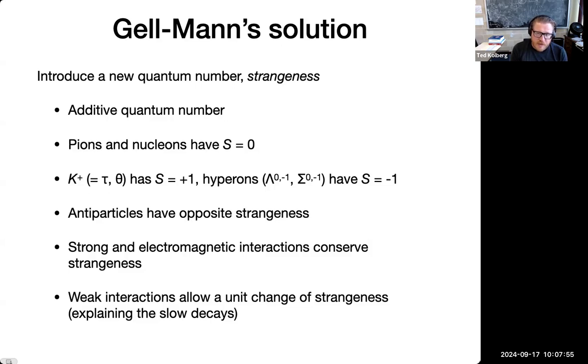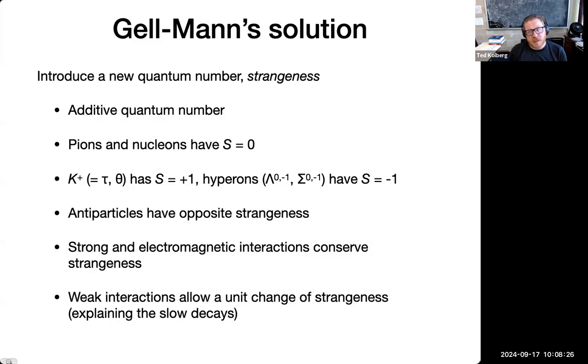The antiparticles of these therefore have the opposite strangeness. And while the strong and electromagnetic interactions conserve strangeness, weak interactions allow a unit change of strangeness. And since these kaons and hyperons are the lowest energy states containing strangeness, the only way they have to decay down to a state which has no strangeness is to decay via this weak force, which explains their long lifetime.